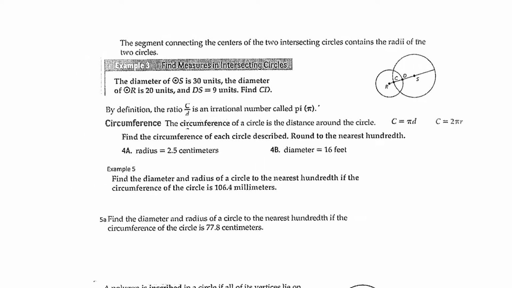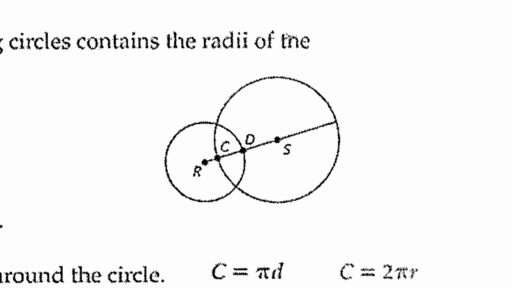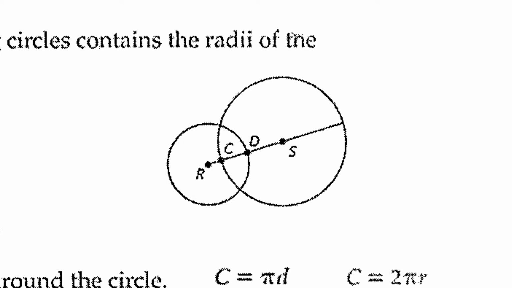Okay, we're going to go ahead and flip it over to the back. I'm going to zoom in on this so you can see. It says that the diameter of circle S is 30, the diameter of circle R is 20, and that DS is 9. What we're looking for is C to D, this distance from here to here.